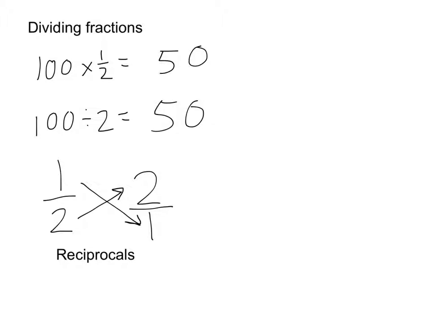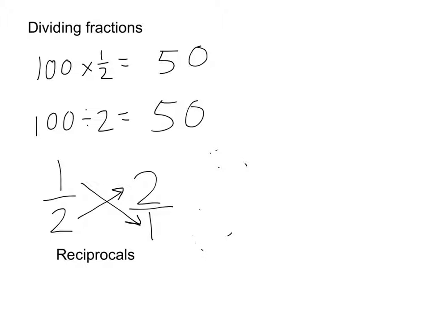Reciprocals are numbers that when multiplied times each other equal 1. If we were to multiply this, we would see that 1 times 2 is 2, and 2 times 1 is 2, which would result in 1 overall. So any numbers where we multiply them times each other and we end up with 1 are going to be reciprocals of each other.